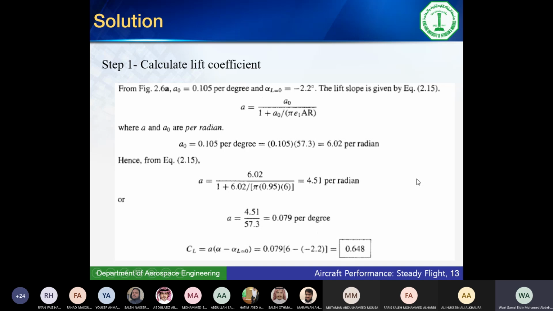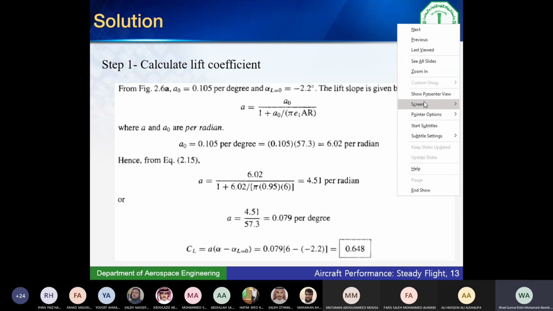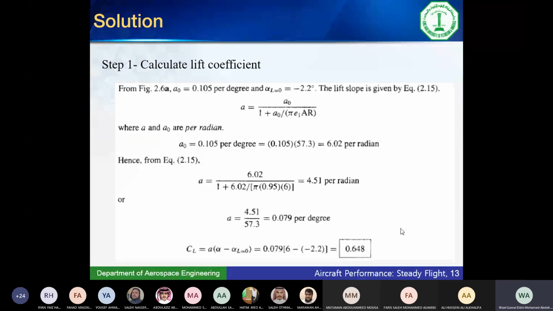Now we need to do the second part. What's the CD? From this lift, what is the value of CD? Okay. So how are we going to do this?